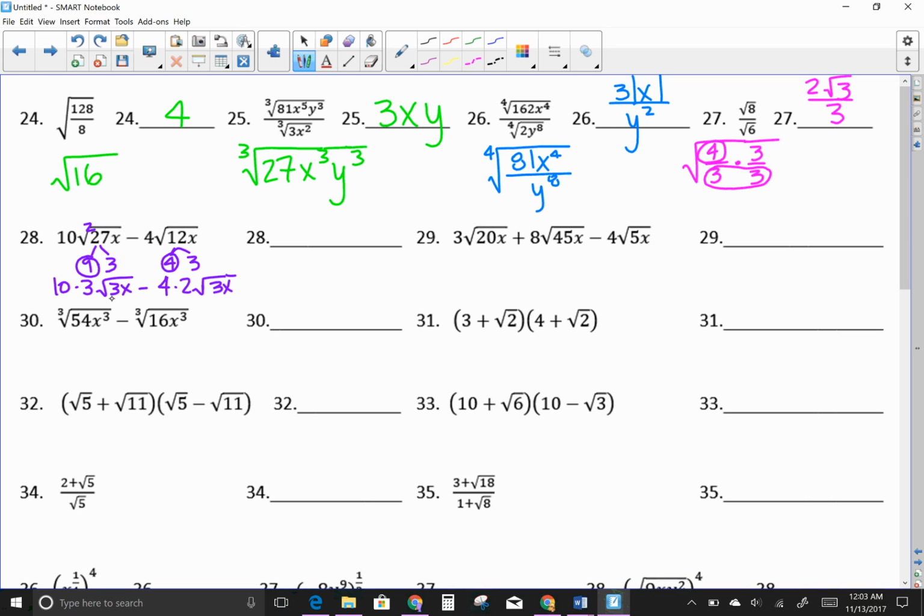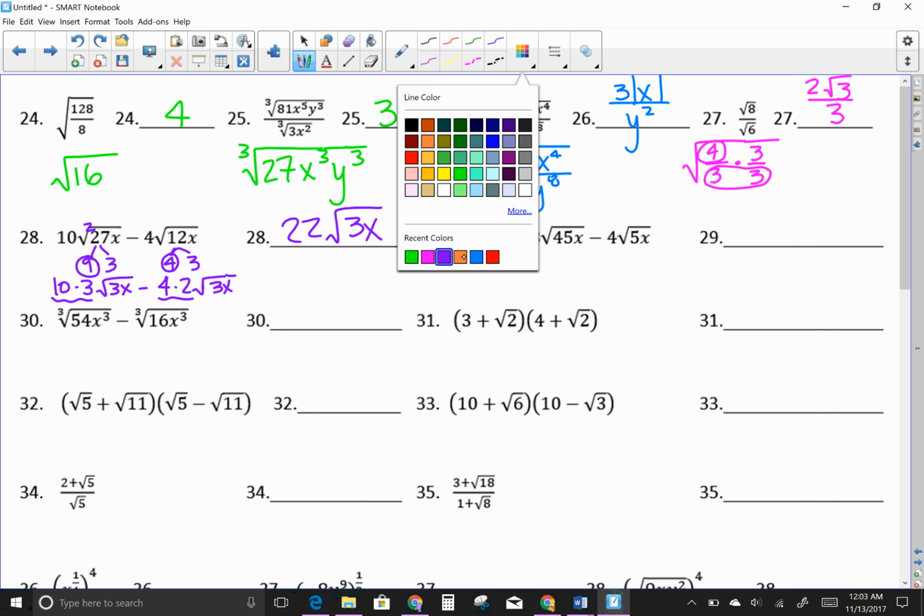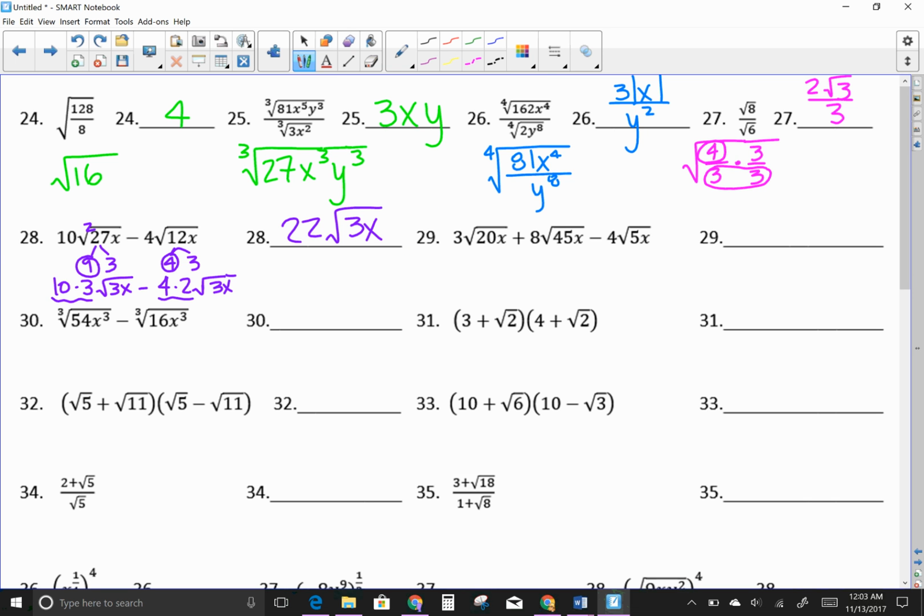And remember, these two are what we refer to as blobs. They have to be exactly the same. And if they are, then you combine the numbers on the outside by whatever operation it tells you. This says 10 times 3 is 30 minus 8, and 30 minus 8 is 22. And my blob is the square root of 3x. All right, let's go with another one.